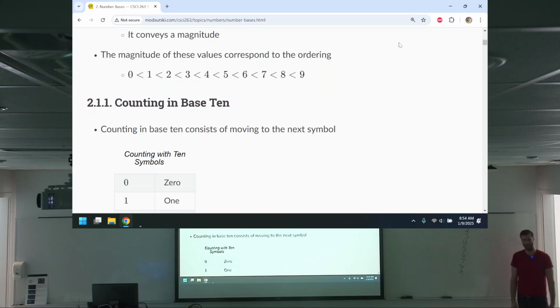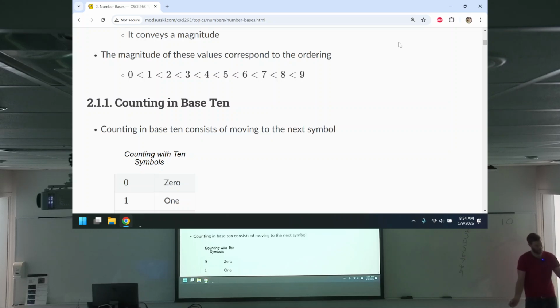But I'm out of symbols. There are no more symbols. I only have 10 symbols: 0, 1, 2, 3, 4, 5, 6, 7, 8, 9. But I have more integers I want to represent. I want to represent the number 10. I don't have a symbol for the number 10. So what do? Well, we all know that 10 is 1, 0. Right?